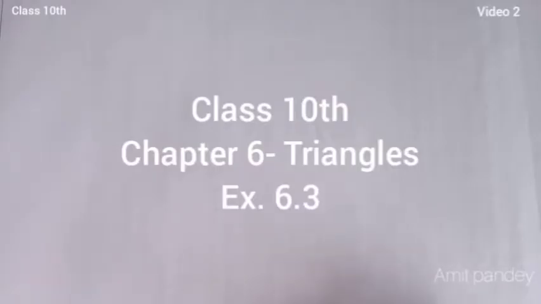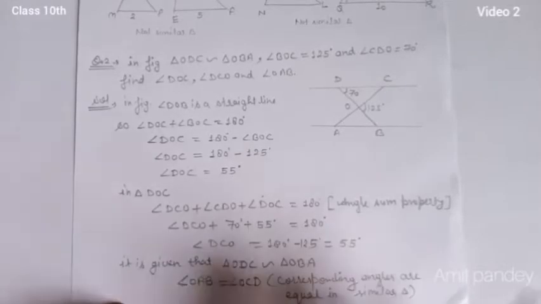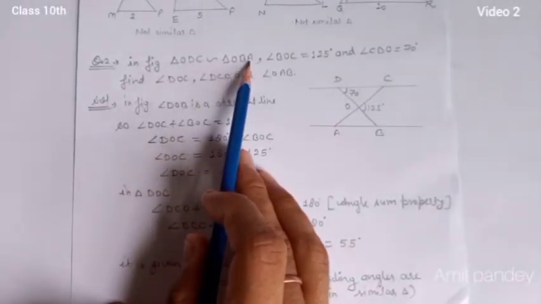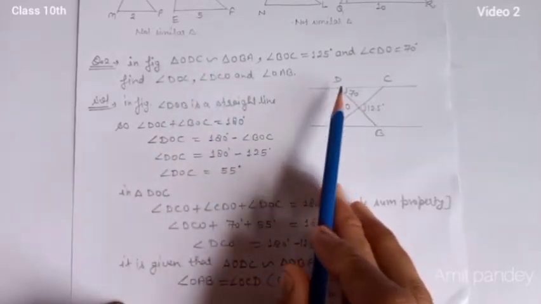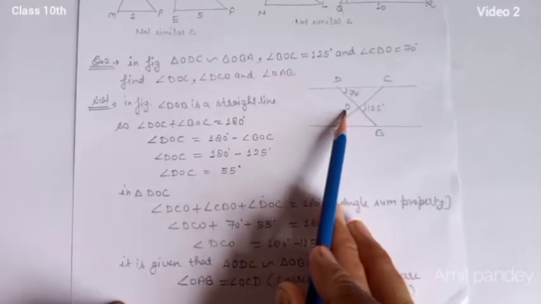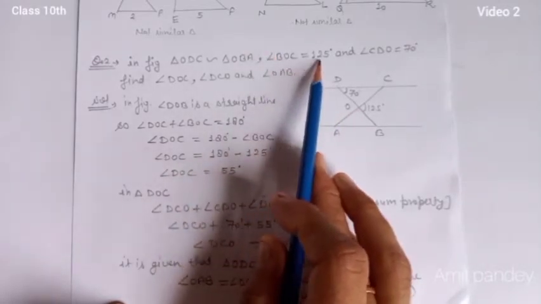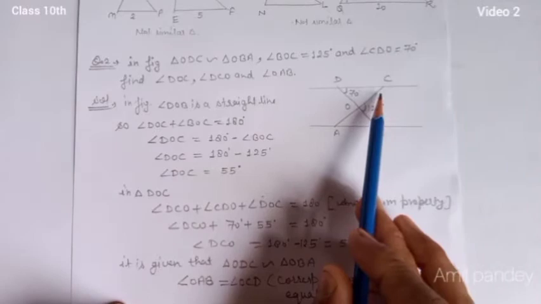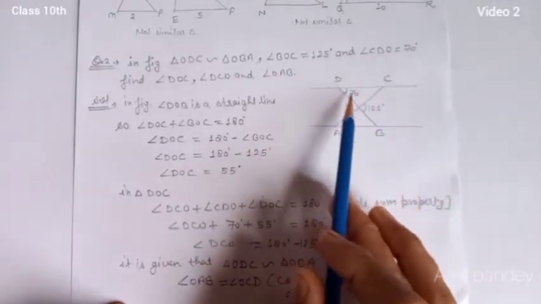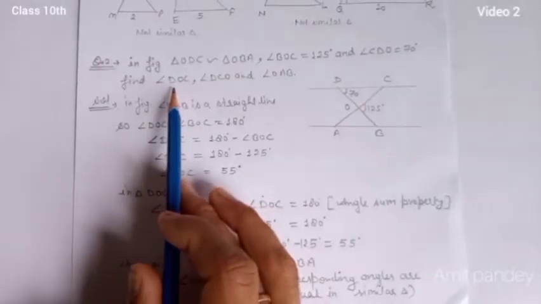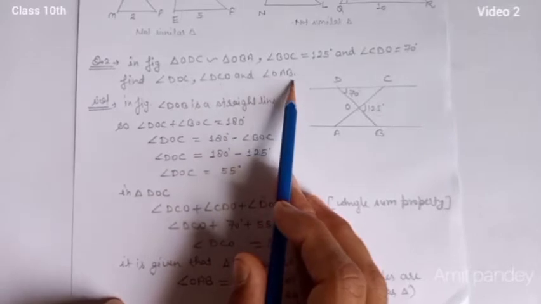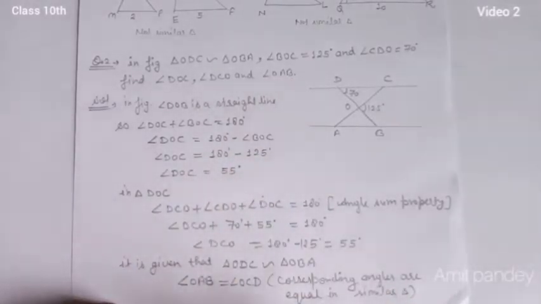Question number 2 of 6.3. In the figure, triangle ODC is similar to triangle OBA. The intersecting point is O here. Angle BOC is given as 125, meaning this angle BOC is 125, and angle CDO is 70. We have to find angle DOC, angle DCO, and angle OAB. So students, let's see how to find them.